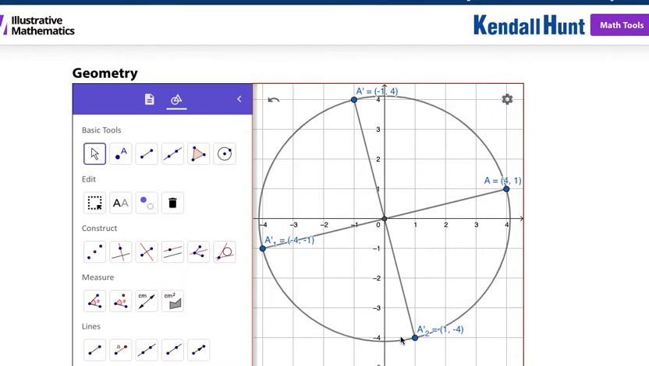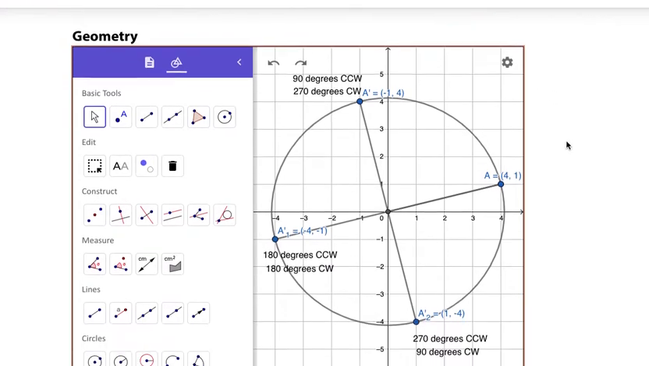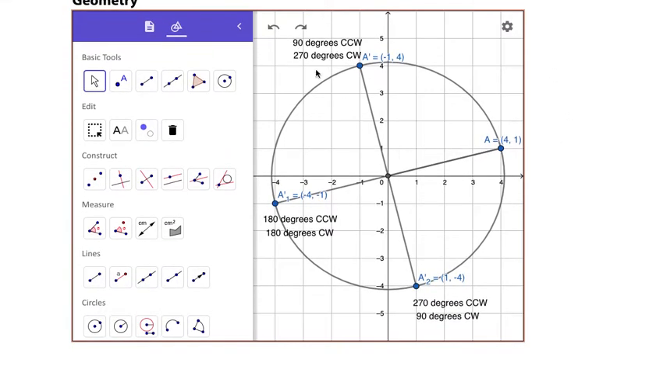My last point here, my 270 degrees counterclockwise, that's 1, 2, 3 quadrants, 3/4 of the way around the circle going counterclockwise, or 1 quadrant, 1/4 of the way around the circle going clockwise. Okay, so we can look at kind of a finished product here to get a sense of those measurements.